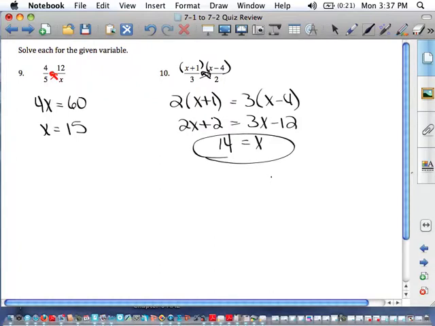So if I substitute that answer back into that original problem, what's on the left should be equal to what's on the right. So I get 14 plus 1 over 3 is equal to 14 minus 4 over 2. So 15 is to 3 as 10 is to 2, and that's correct.